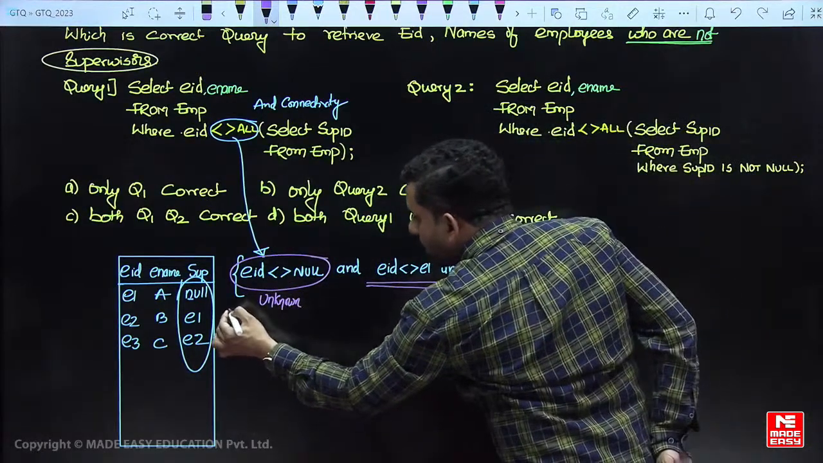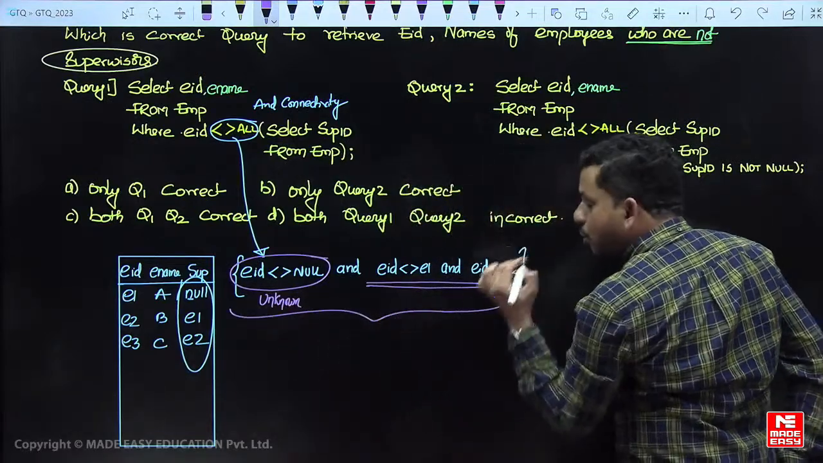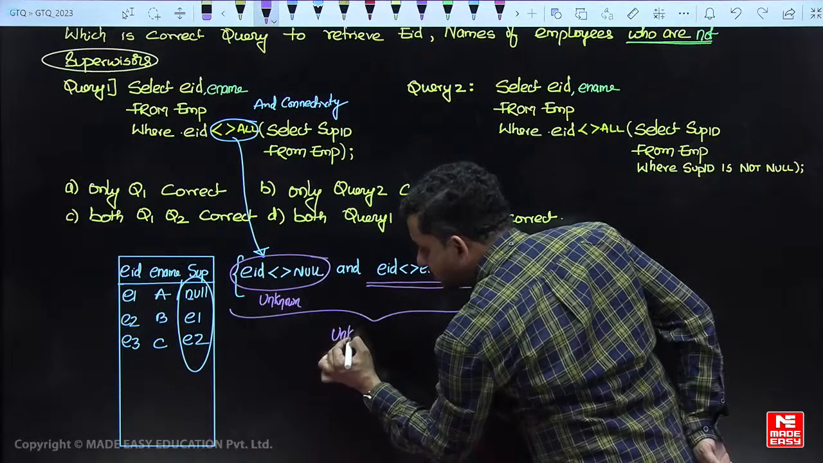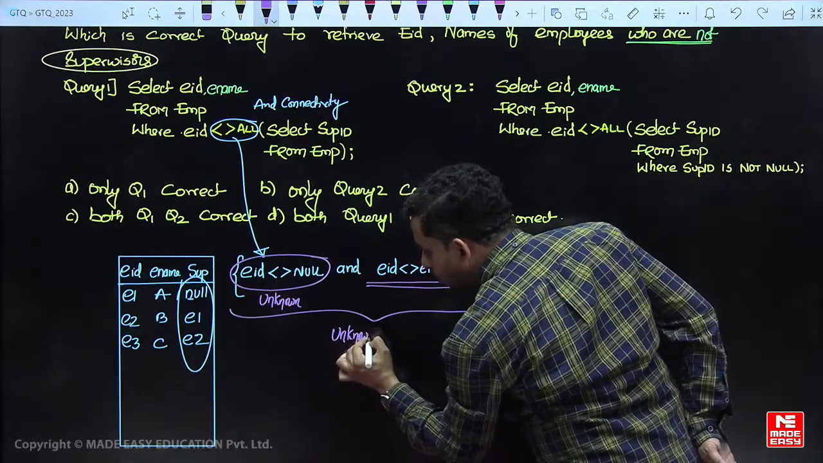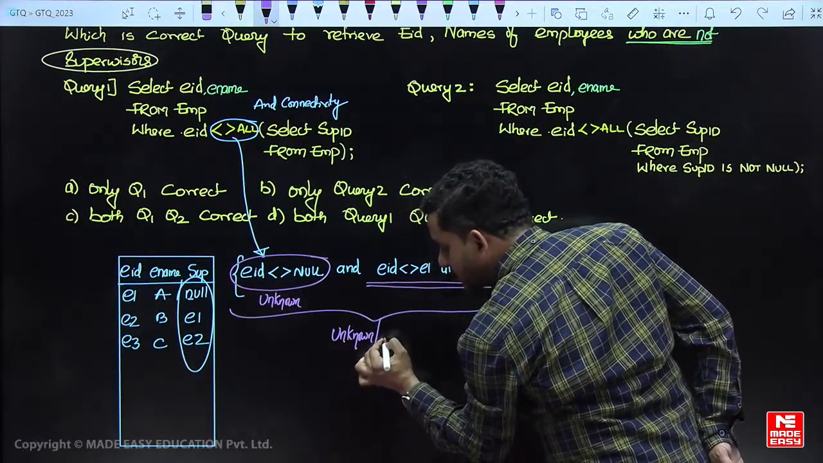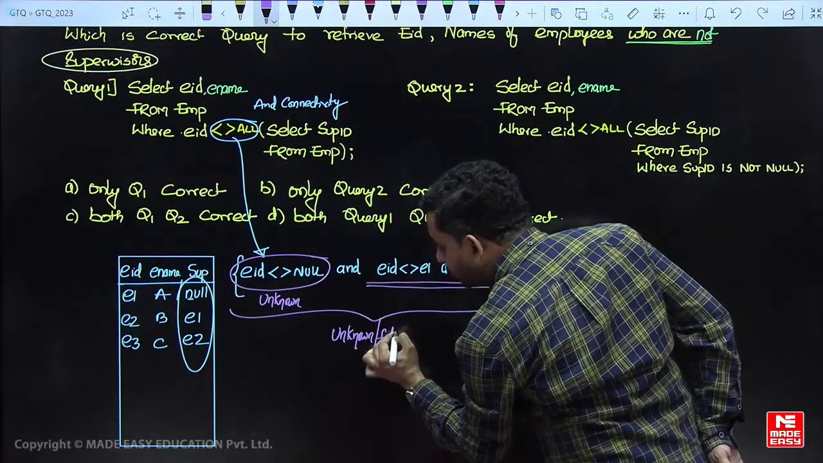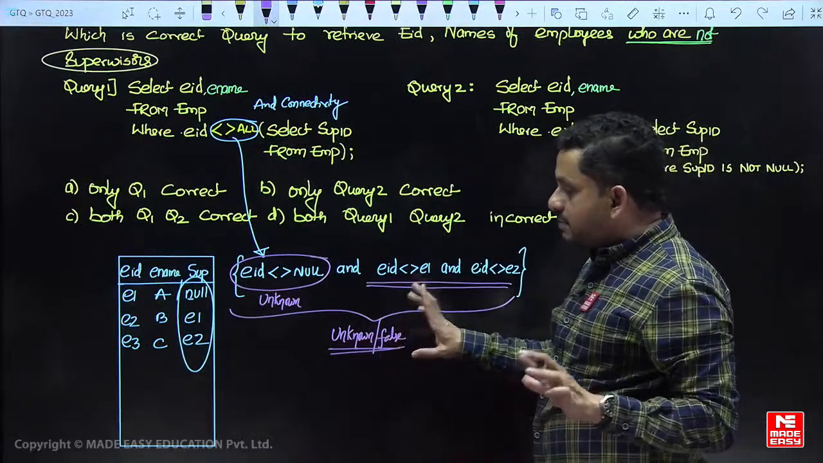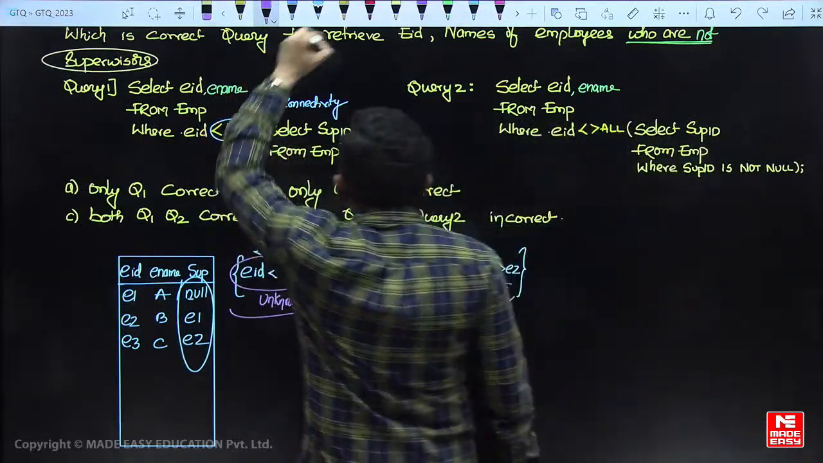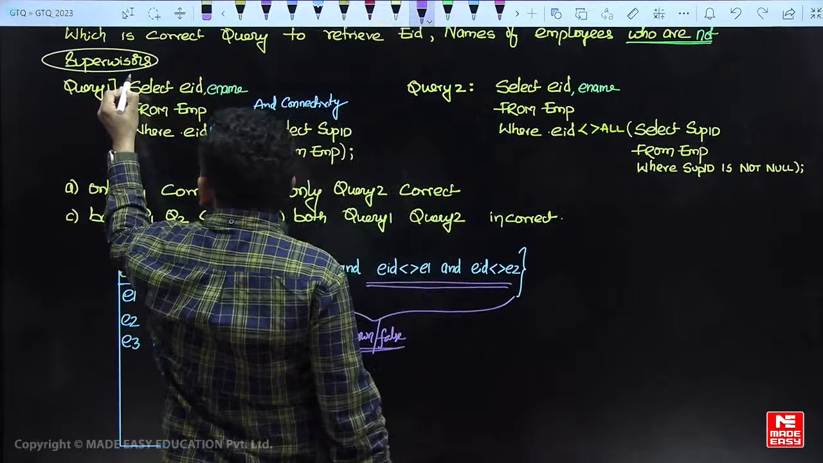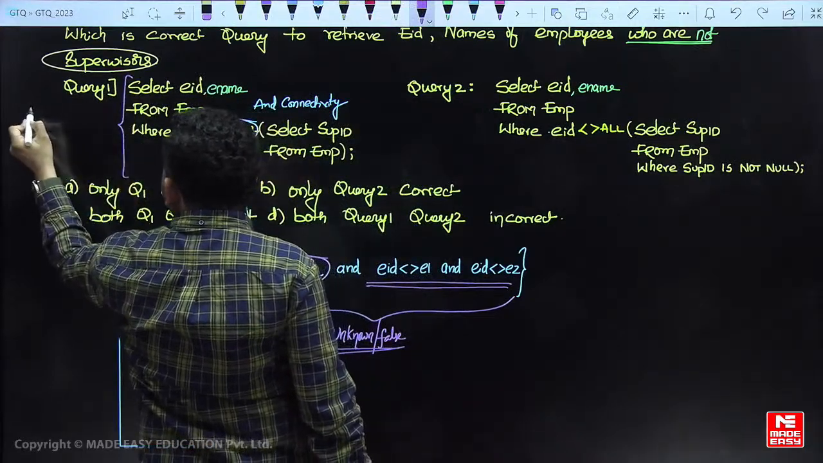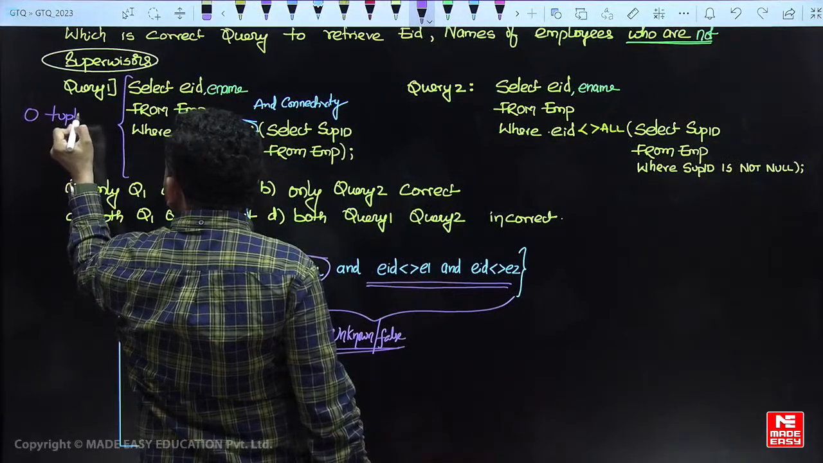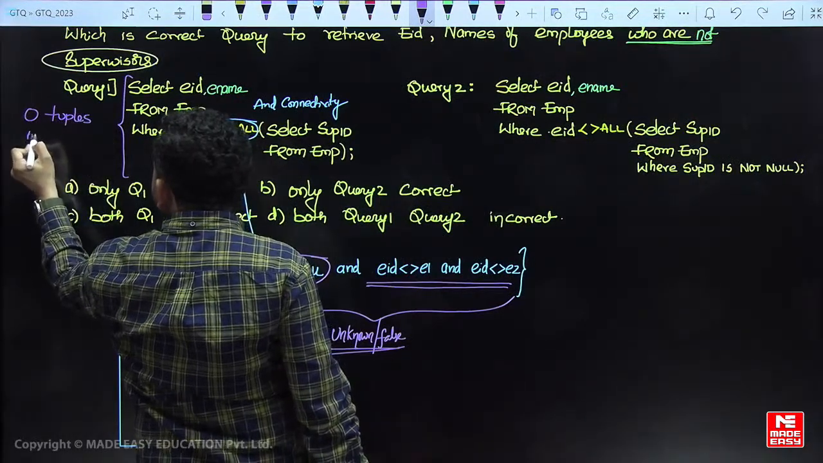That means the overall result of this expression is either unknown or false, never true. Either it can be unknown or it can be false. So because of that, the result of this first query is an empty record set, 0 tuples in result.